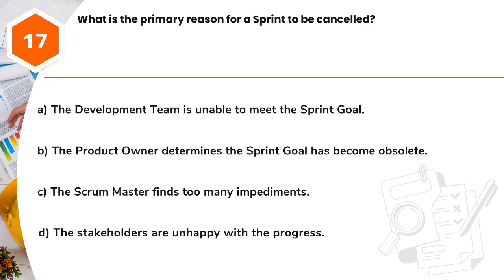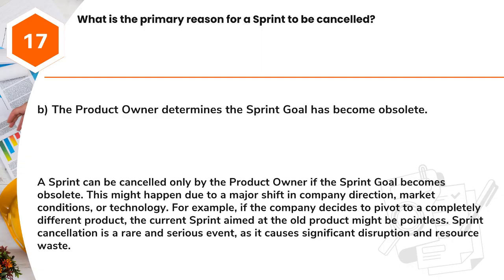Question 17. What is the primary reason for a sprint to be cancelled? A. The development team is unable to meet the sprint goal. B. The product owner determines the sprint goal has become obsolete. C. The Scrum Master finds too many impediments. D. The stakeholders are unhappy with the progress. Answer: B. The product owner determines the sprint goal has become obsolete.